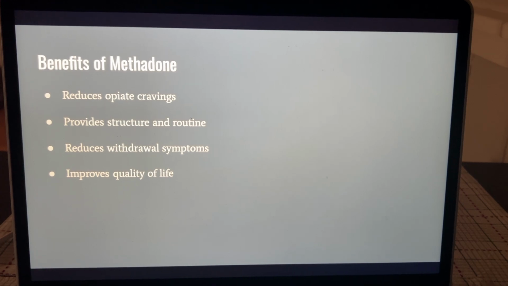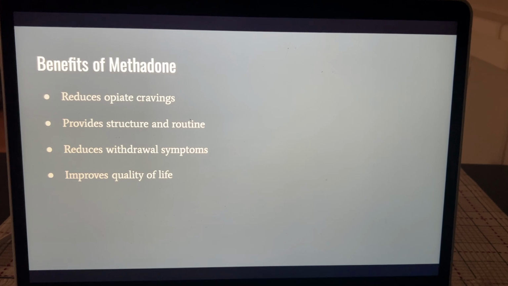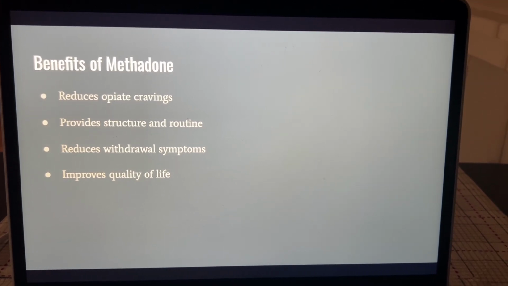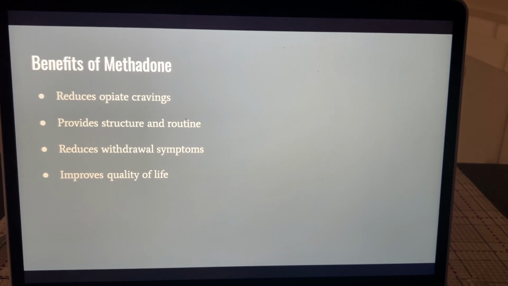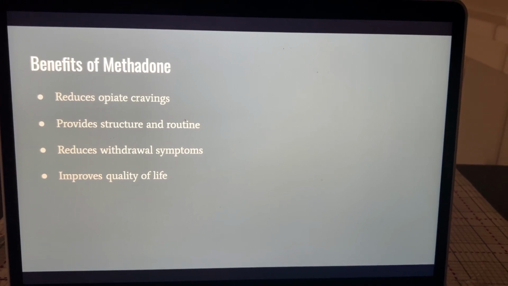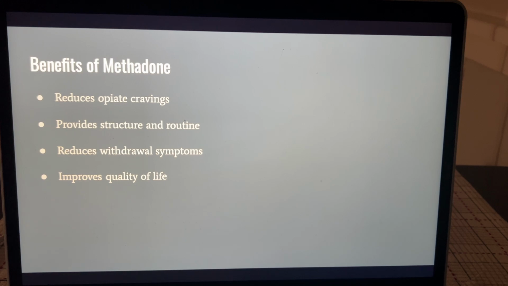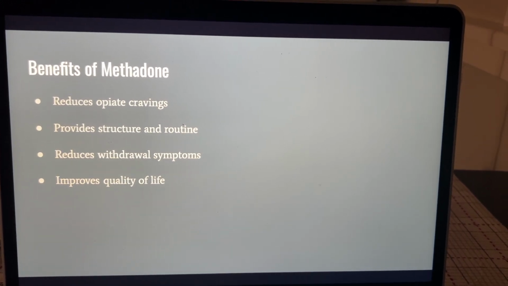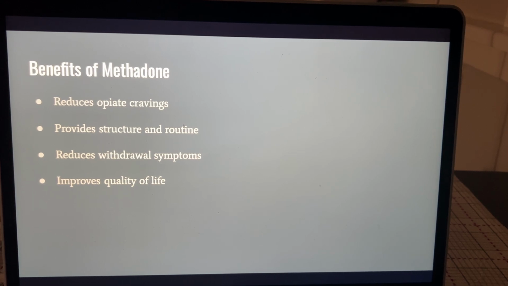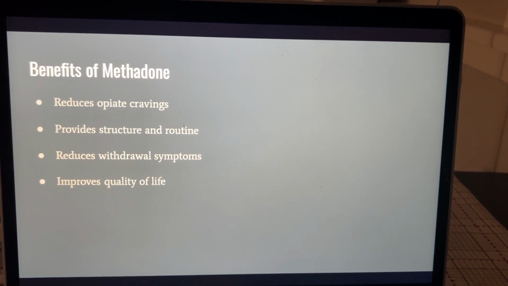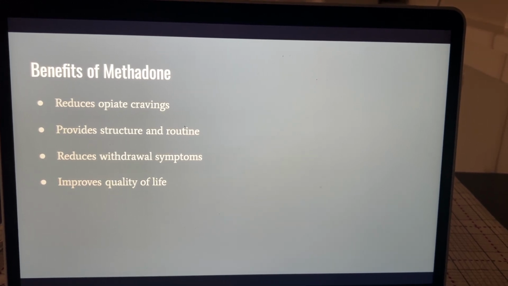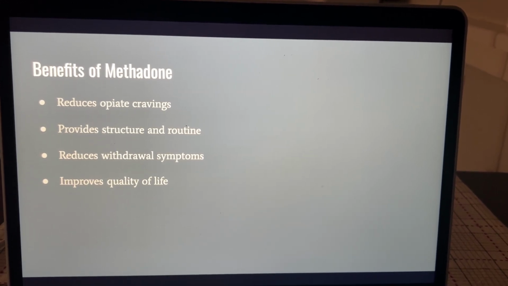Overall, with most treatments that are targeting opioid addiction, it does reduce opioid cravings, it provides structure and routine. This can be looked at as an advantage or a disadvantage depending on the individual and the structure of their everyday life. It reduces withdrawal symptoms, which is very convenient for individuals that are trying to avoid that when getting off of opioids. And overall, it improves the quality of life. As previously mentioned, it can be consumed and equivalent to normal functioning at work and school, which can improve the overall quality of the individual's life when they're trying to overcome opioid addiction.